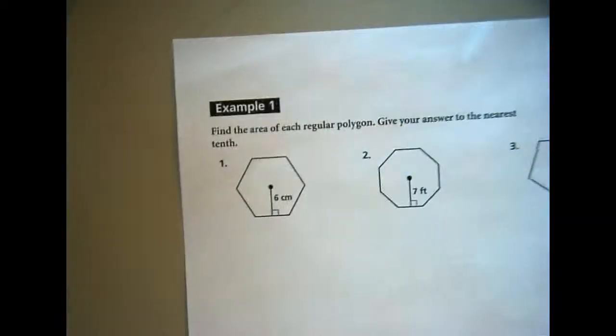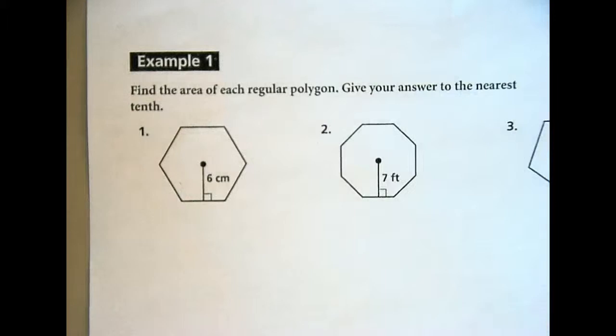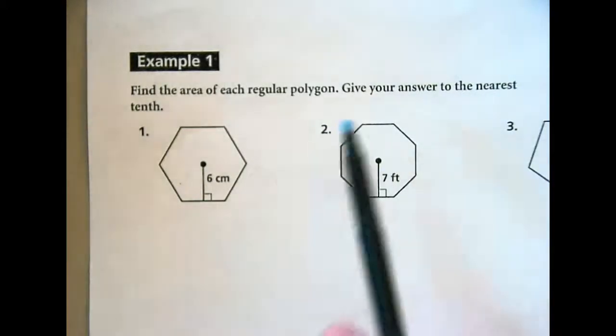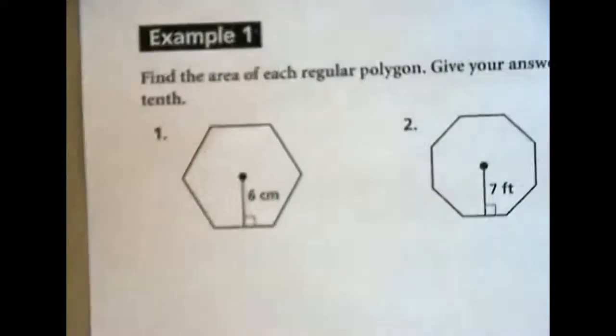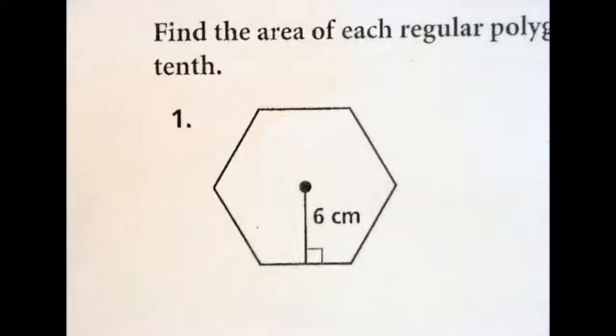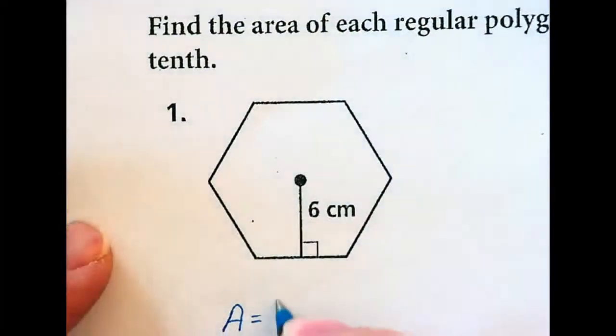We're going to try now problem number 1. We're going to use our formula. So I'm going to zoom in there. Example 1 off our assignment. You're going to need a clean sheet of paper for sure. Just find the area of each regular polygon. Give your answer to the nearest 10. Start out with area equals 1/2 AP.